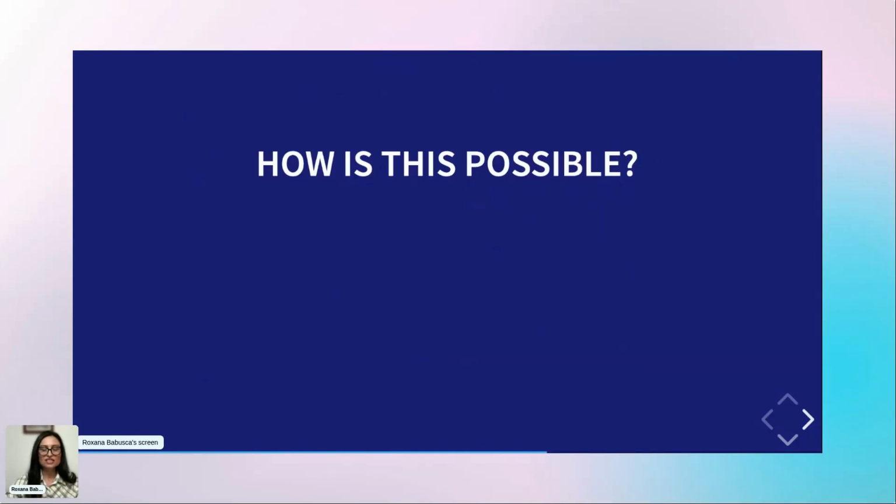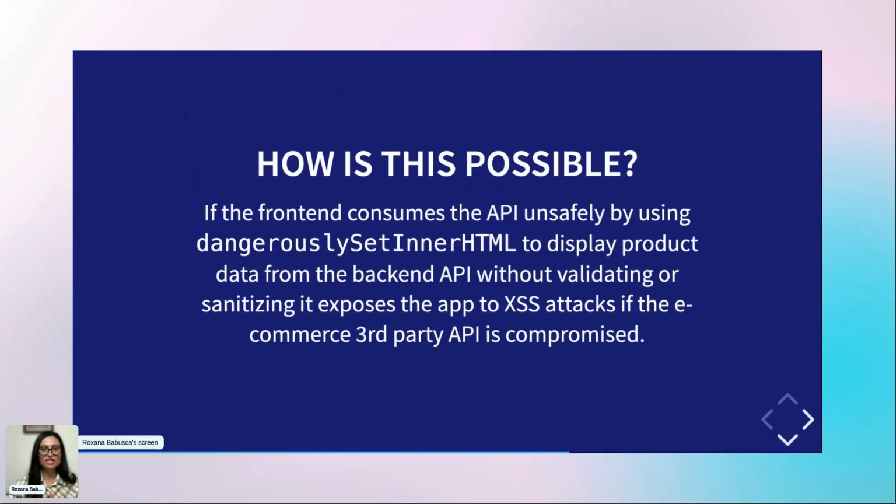Given the fact that the e-commerce provider API formats the product description in HTML, the dev wants to dynamically render this description. For this, the developer uses dangerouslySetInnerHTML in the product component to render the HTML formatted description. And for those of you unfamiliar with React, dangerouslySetInnerHTML is an HTML property that allows developers to programmatically set HTML elements from an external source.